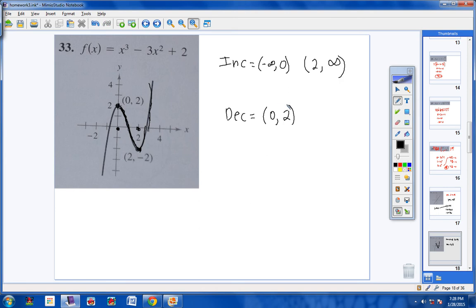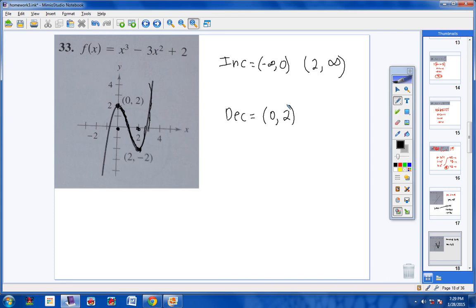Let me check the answers real quick, like I always like to do, to make sure we're not making a little mistake somewhere, and then we'll continue on. Let's see what they're saying here. Increasing, decreasing. I think I'm on the wrong one here. Let's see. Decreasing 0 to increasing negative infinity 0 and 2 infinity.